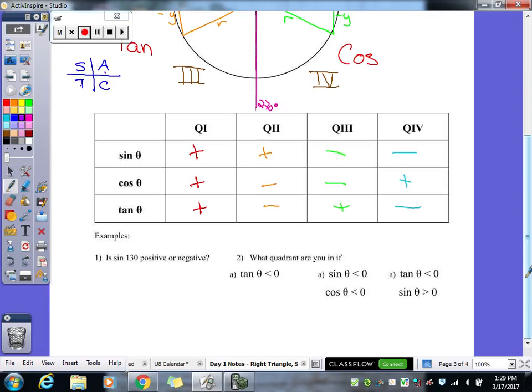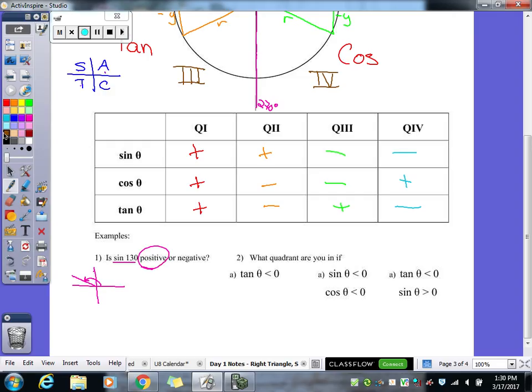So let's take a look at the bottom. They asked us, is the sine of 130 positive or negative? What you should be thinking to yourself first is what quadrant a 130 degree angle would fall in. Remember, 0 to 90 is here, then to 180 is here, so 130 is going to fall between 90 and 180. So we're in quadrant 2. Is sine positive or negative in quadrant 2? Positive. So our sine value of 130 will also be positive.